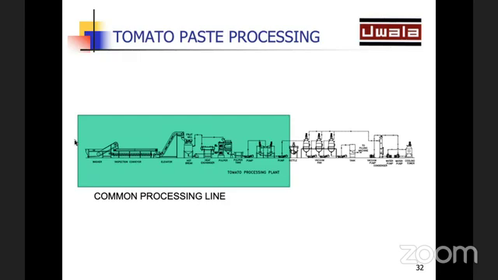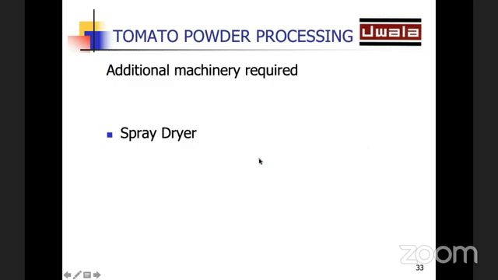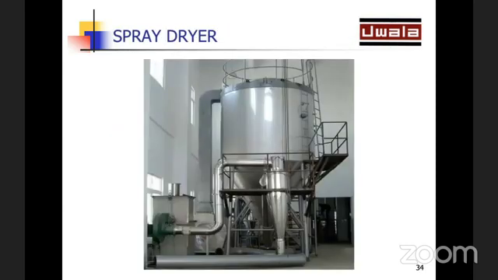Again, as I had highlighted earlier, the processing machines more or less remain the same. The ones that we had talked about, the washer, the inspection conveyor, the elevator, the hot plate system, etc., all of these machines remain the same. The only additional machine which we need to add to this line in order to make tomato powder is the spray dryer. In a spray dryer, we have concentrated tomato pulp, and that passes through a nozzle at very high pressure, and the whole chamber is heated with the help of hot gases. So this is what a spray dryer would look like.